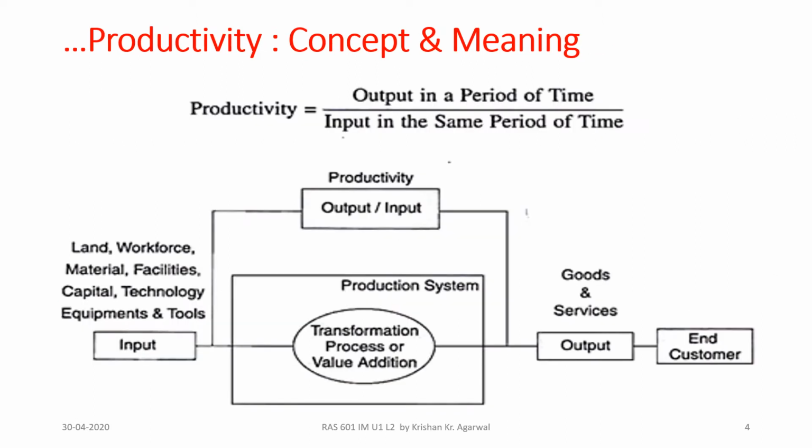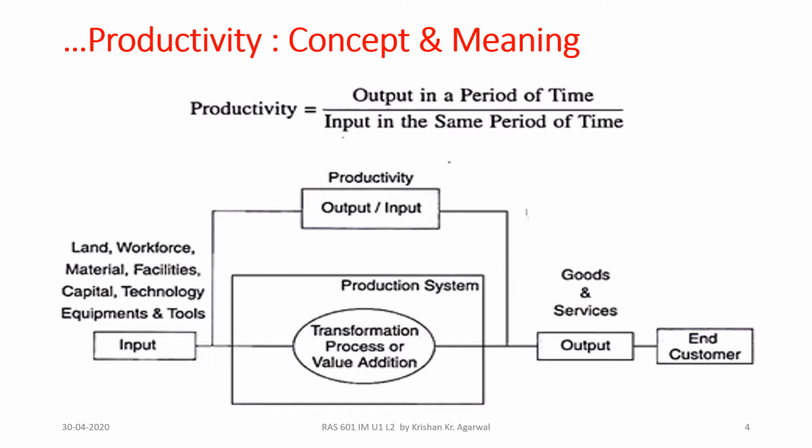Here in this diagram, you can see that productivity and production as separate processes, separate terms, are shown clearly. When we talk about productivity, many people say it as the output, but production is different from productivity.